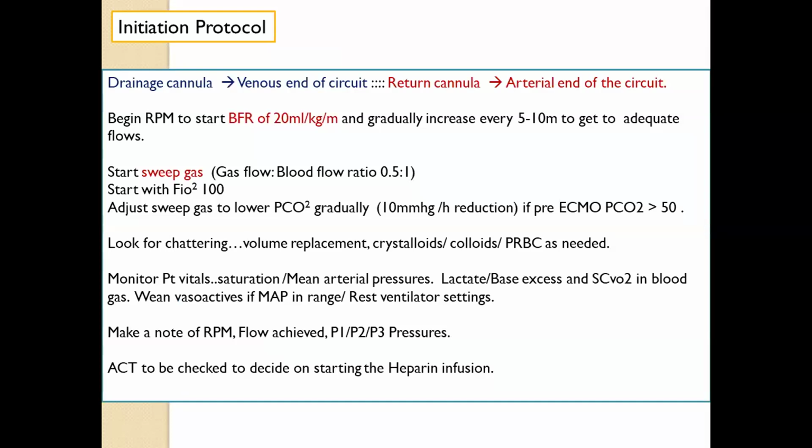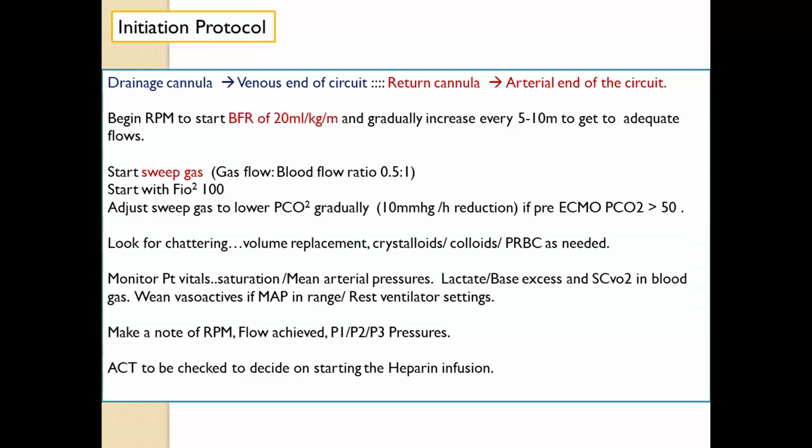Then the cannula connections are done. The drainage cannula is connected to the venous side of the circuit, the return cannula to the arterial side of the circuit. Slowly, the revolutions are initiated to start with a flow of about 10 to 20 ml per kg per minute, and gradually it is increased to achieve our endpoints of full flows. Then sweep gas is also initiated, initially at a 0.5 to 1 ratio. I think we've had discussions about the importance of reducing the PCO2 gradually. We don't want to bring the PCO2 down drastically, which might lead to neurological complications. During the process, look for chattering. The patient may need some volume replacement.